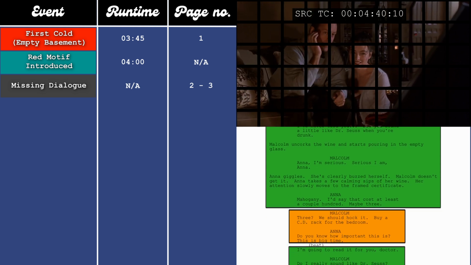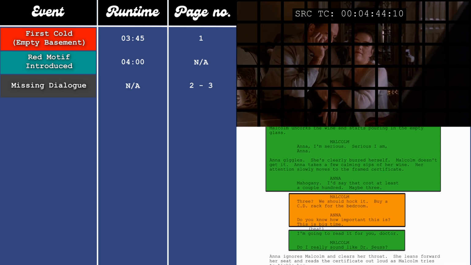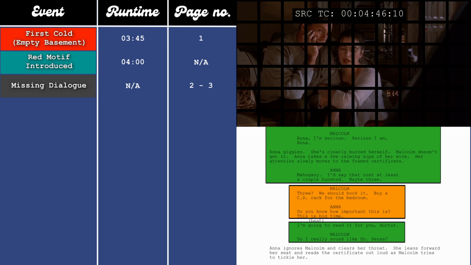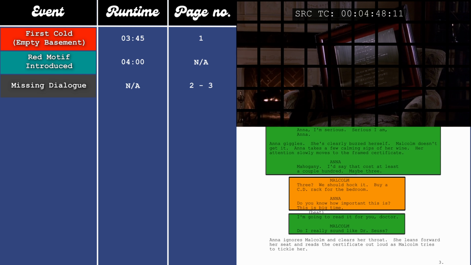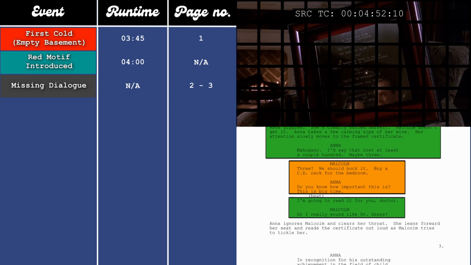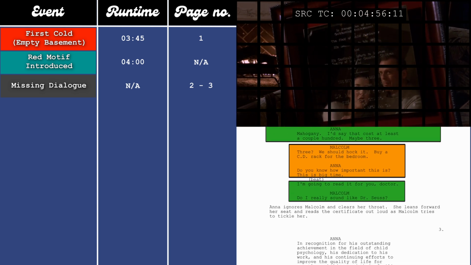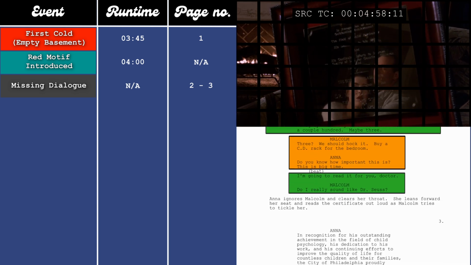Then Malcolm goes on to say, "Anna, I'm serious. Serious I am, Anna." She then giggles and then looks back at the award, and then she goes on to say, "Mahogany, I'd say that cost at least a couple hundred, maybe 3." "Malcolm, 3? We should hawk it, buy a CD rack for the bedroom." "Anna, do you know how important this is? This is big time. I'm going to read it for you, Doctor." "Malcolm, do I really sound like Dr. Zeus?"